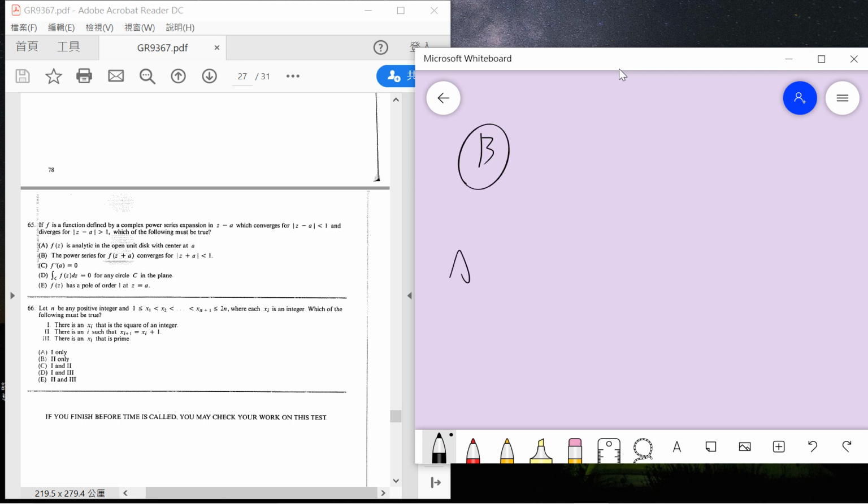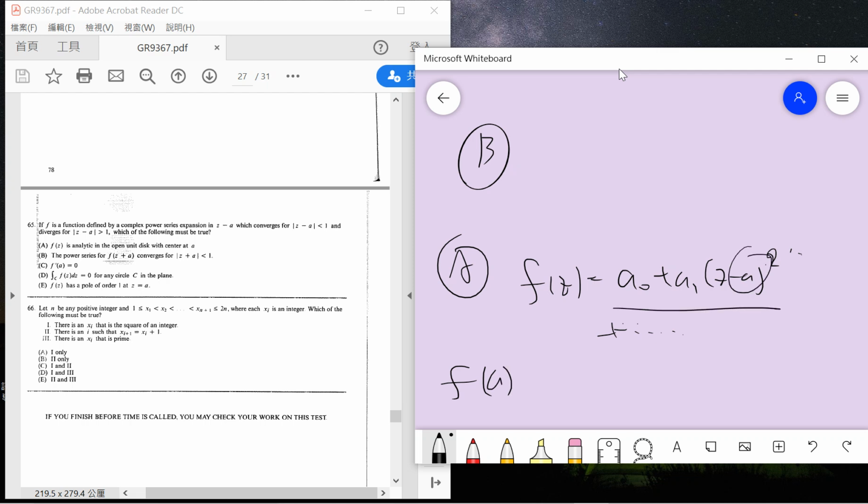So A is correct because f of z can be written in this type of form. When you have a power series close to a, then you also have a non-vanishing radius of convergence. Then you can pick a small ball where f of z is well defined. Because f of z is well defined, it converges in this region. So f of z is well defined in this region, so f of a will not blow up.